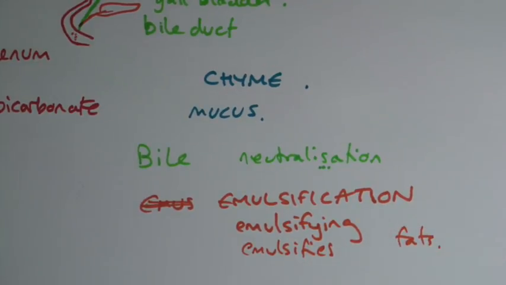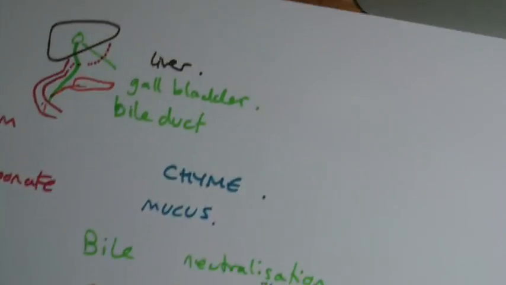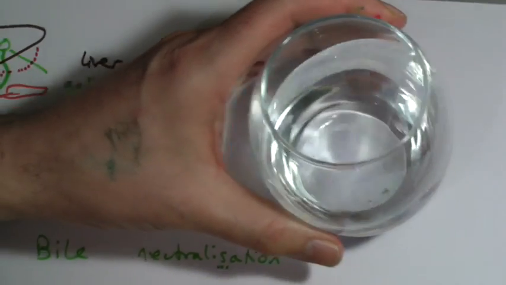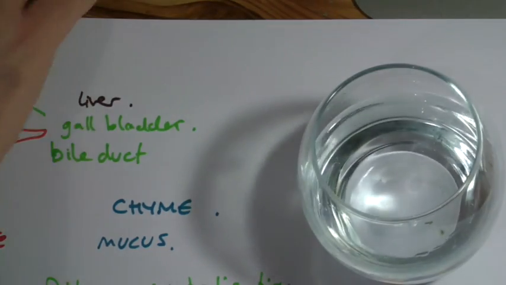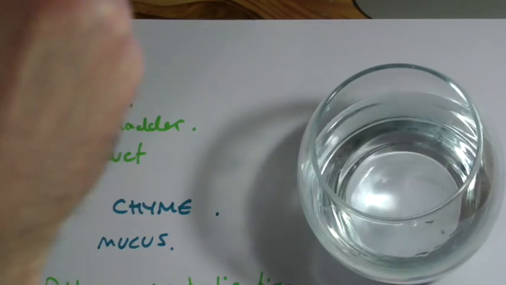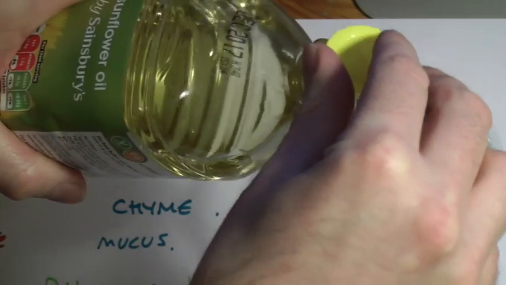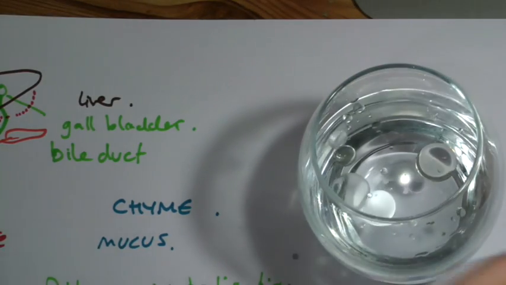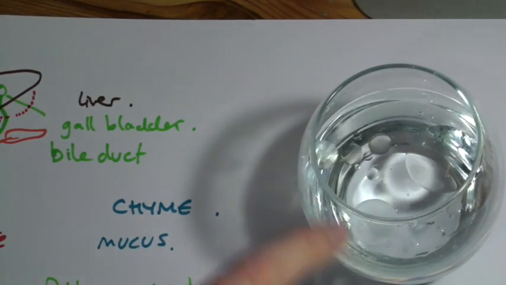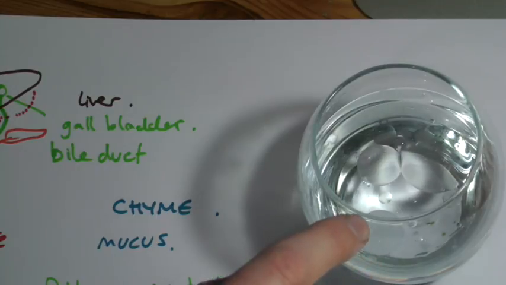Now it's probably easy to see this, so I've brought a little prop along. This is a highly complex prop of a glass of water. I'm just going to add into here some lipid, which in this case is vegetable oil. If I pop this in, what you should see, hopefully, is it'll form little droplets. And what they do is they start joining together.